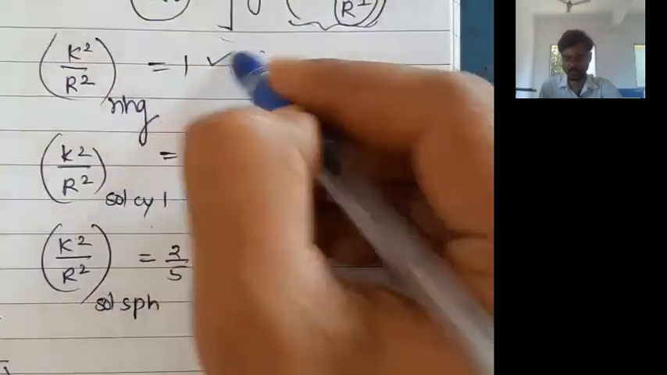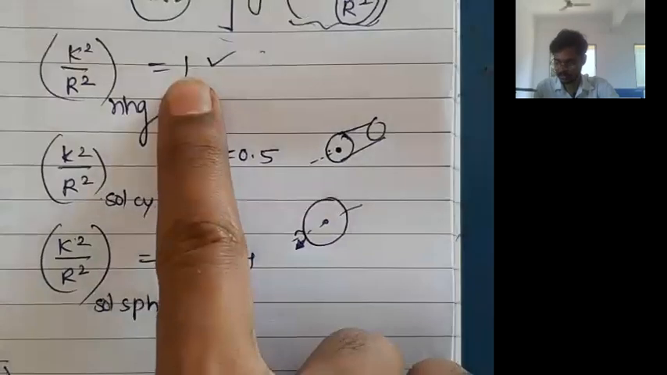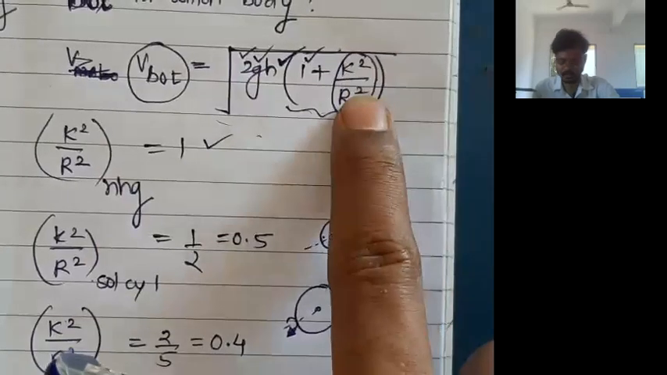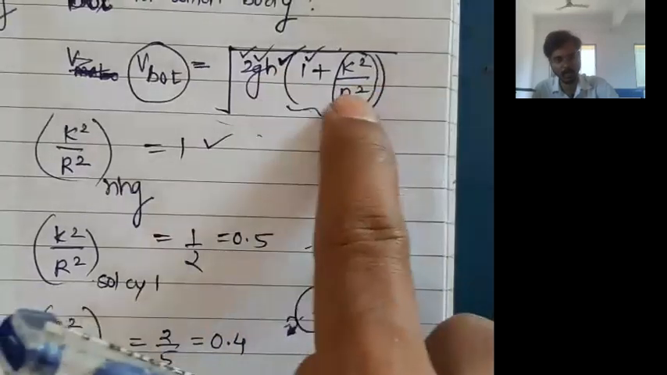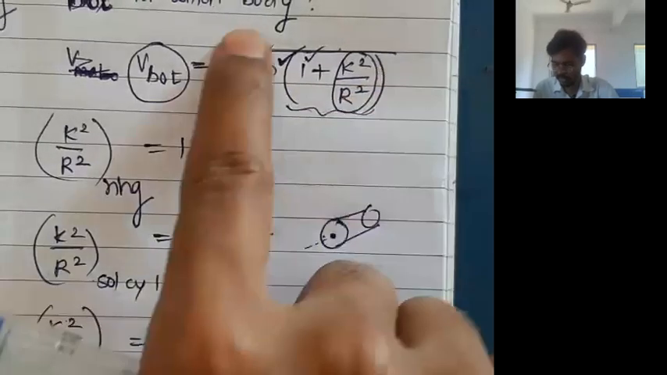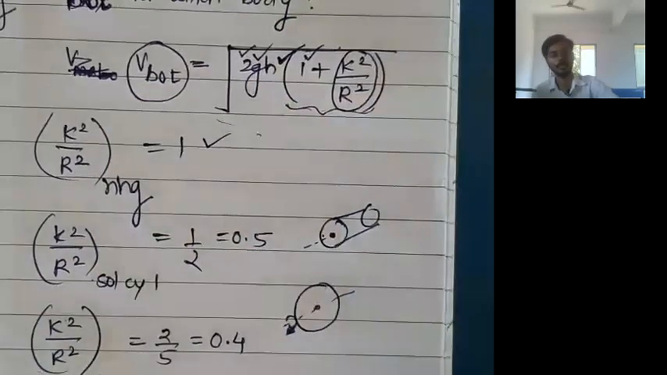So which is the highest value? So ring is the highest value. 1 is more than 0.5 than 0.4. So 1 is the highest. So त्याचा k square upon r square highest. Ringचा k square upon r square highest आहे. तर त्याचाच 1 plus k square upon r square highest असेल. त्याचीच अंडर रूट ची व्हॅल्यू हायेस्ट असेल. त्याचीच velocity at the bottom highest असेल.